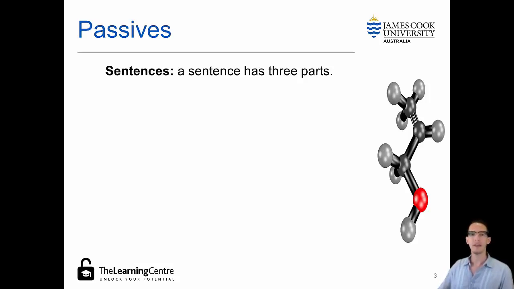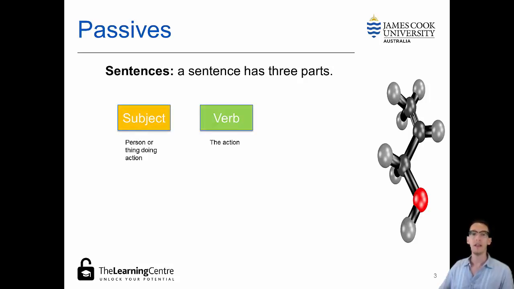So let's look at an example sentence and note that it has three parts: the subject, the person or the thing doing the action; the verb, which is the action; and the object, which is the person or the thing that the action is done to.